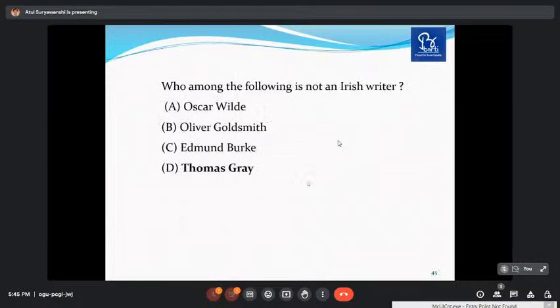The next question here in this series. Who among the following is not an Irish writer? Oscar Wilde, Oliver Goldsmith, Edmund Burke, or Thomas Gray. The answer is D, the fourth. Thomas Gray is not an Irish writer. The capital of Ireland is Dublin. So we have to search all the Irish writers.